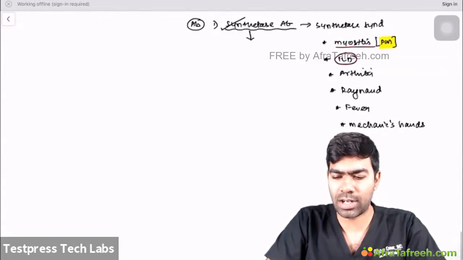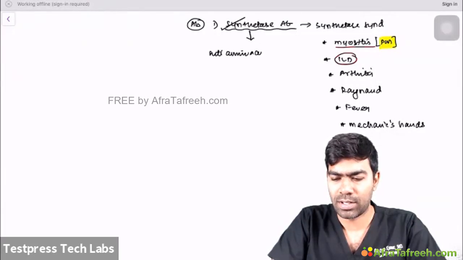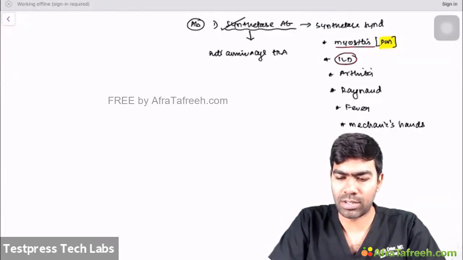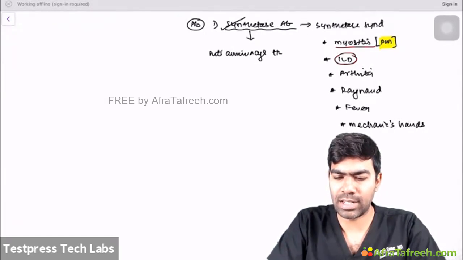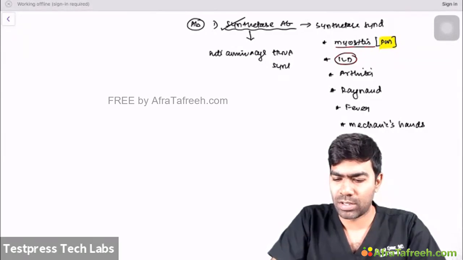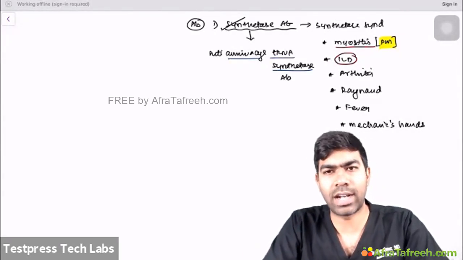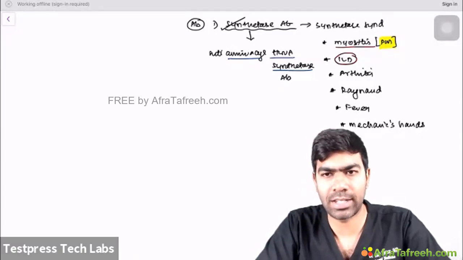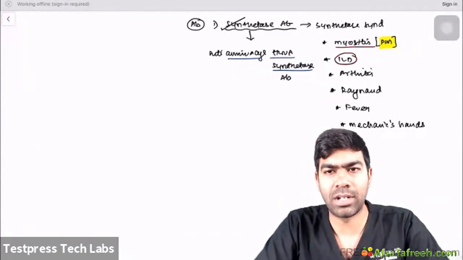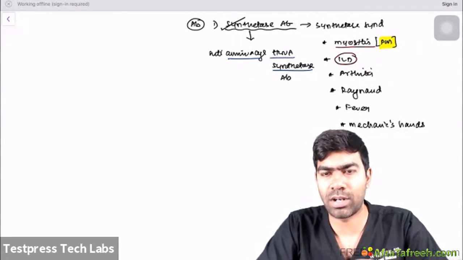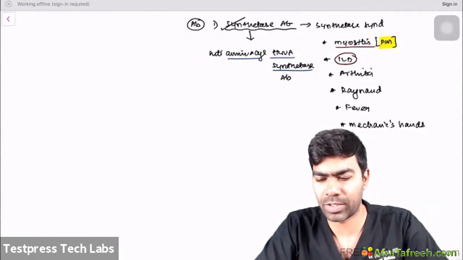These antibodies are actually called anti-aminoacyl tRNA synthetase antibodies. There's an enzyme, isn't it? That is amino acid tRNA synthetase. So there is an enzyme called amino acid tRNA synthetase. Against this only, these antibodies will be formed. So the antigen here is the amino acid tRNA synthetase enzyme. So that helps in loading the tRNA with a particular amino acid. We know that that's a transfer RNA. So that's amino acid tRNA synthetase antibody.